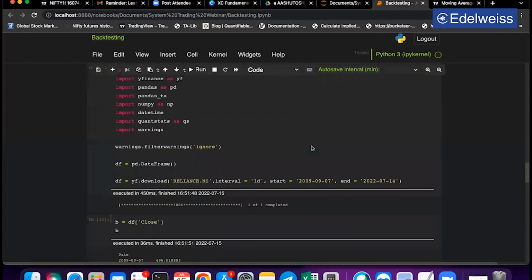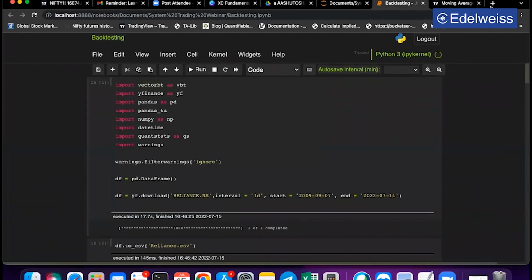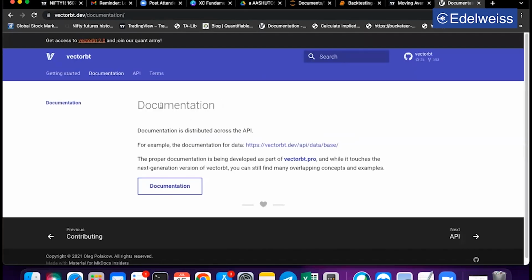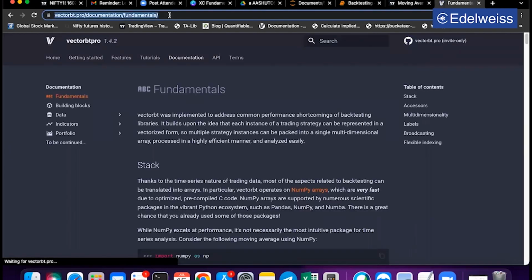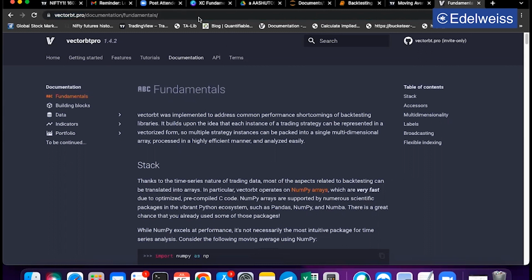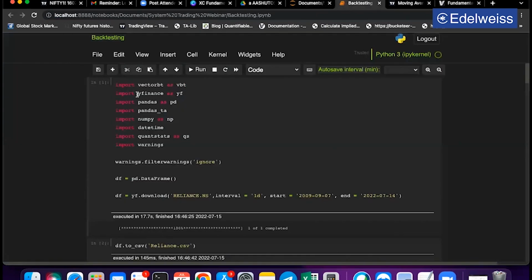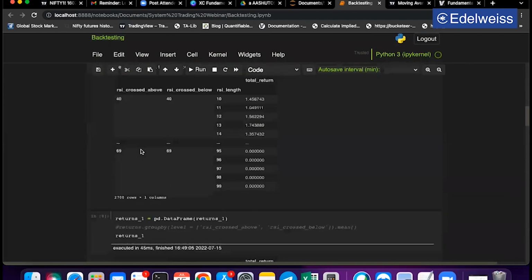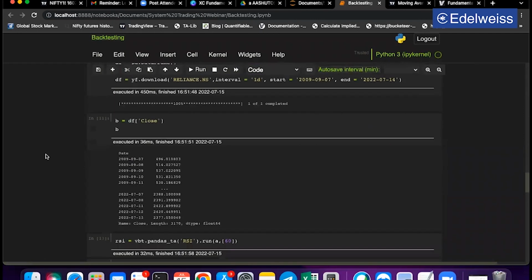Perfect. So the library which I used for the backtesting was vectorbt. That's the vector backtesting part. This is the documentation which you can refer to for this backtesting. I'll just post this link in the chat box. Yeah. So this was one of the libraries that I used. And the next library, this is the Yahoo Finance library, which I used to download the historical data for Reliance. So these are the two basic libraries that I used to backtest it on Python.